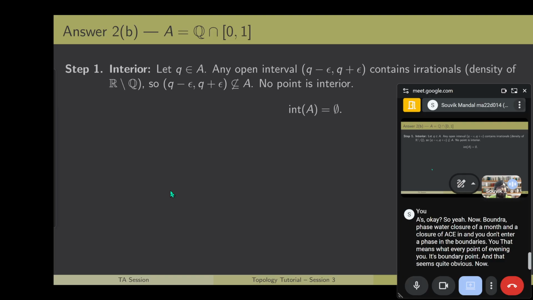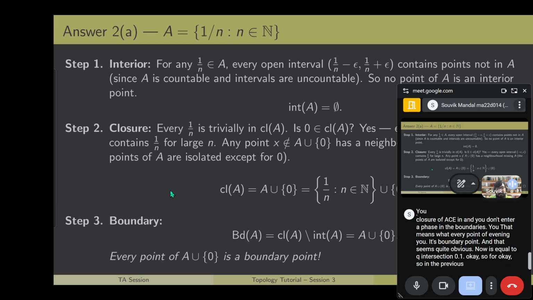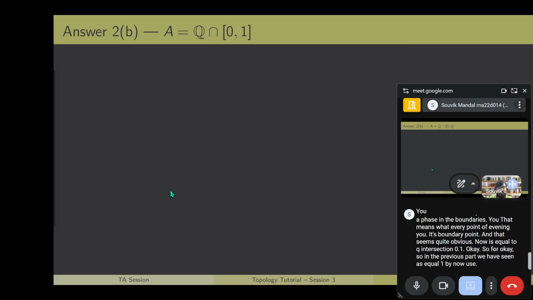Now, A is equal to Q intersection (0, 1). In the previous part we have seen A is equal to 1/n. Now use the same process and try to figure this out for A equal to Q intersection (0, 1). The hint is that for this, you need to use the density of Q. That means if you take any two arbitrary points, a and b, then between those two points you will always find a rational number. Let's stick to rationals. So please use this fact and try to figure out the boundary, closure, and interior. Take your time.